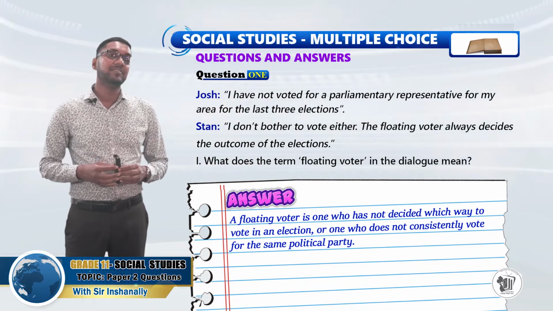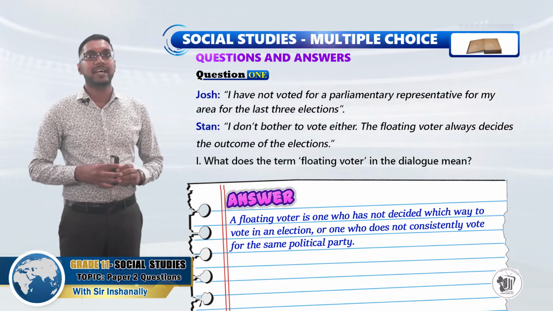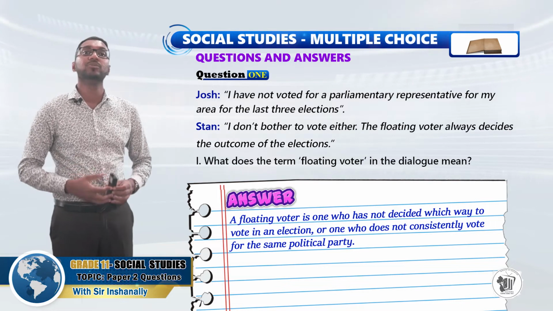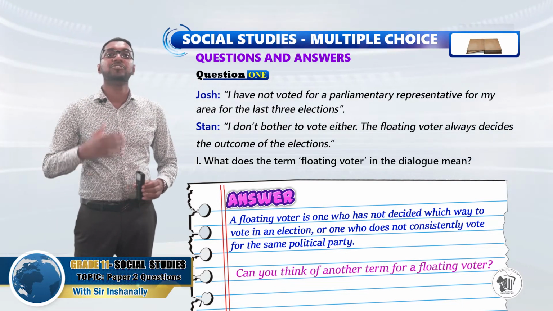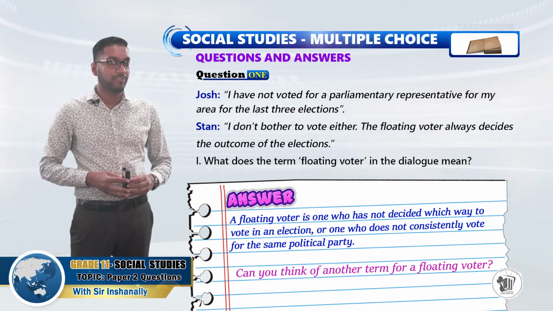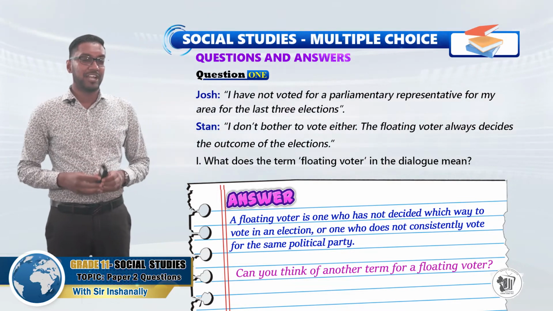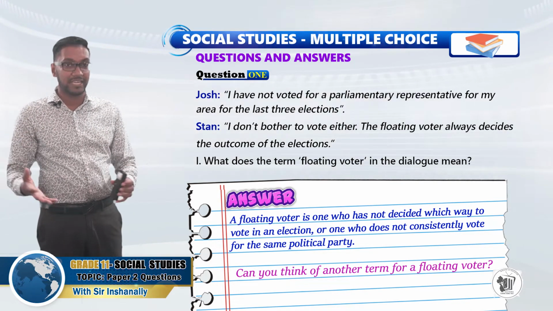So there you have it, class. A floating voter is someone who has not decided which way to vote in an election, someone who is indecisive. Can you think, students, of another term for a floating voter? Yes, a swing voter. A swing voter and a floating voter, they're the same thing.